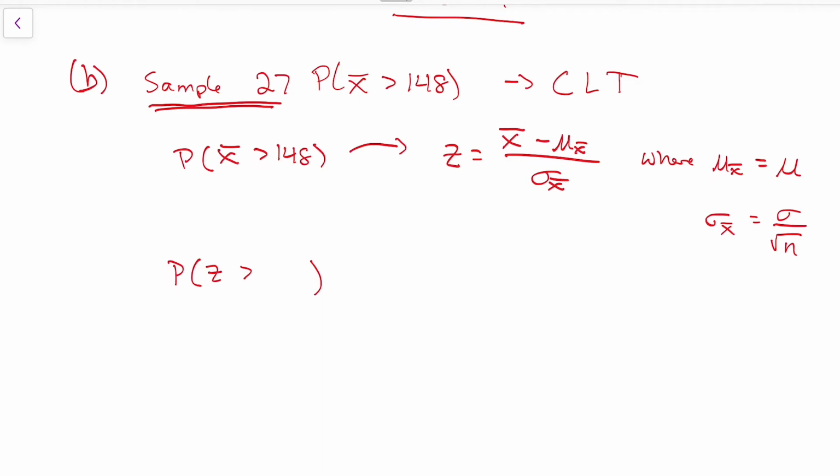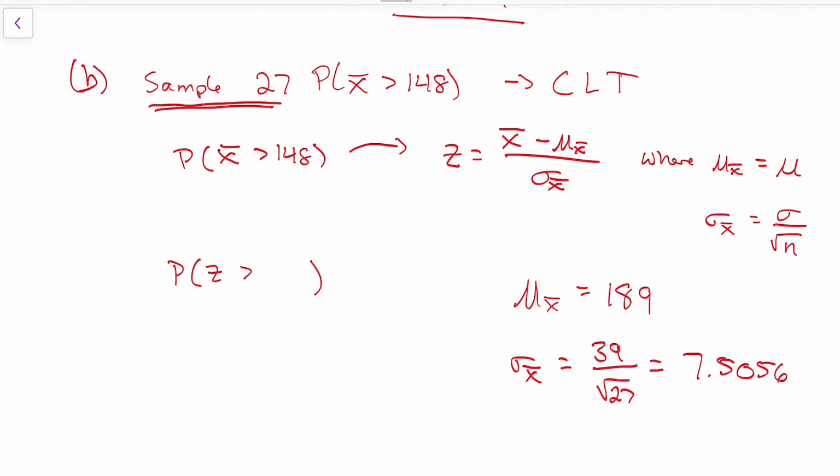So let's compute those two things. Well, that's still the same mean of 189 pounds. Our standard deviation of the sample is going to be my standard deviation divided by the square root of 27. If I compute that, I'm going to get 7.5056. We'll keep this to a little more than 2 decimals because we want to get a complete answer.